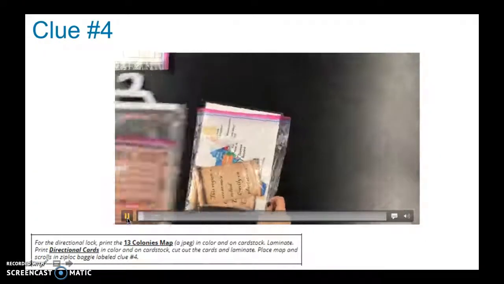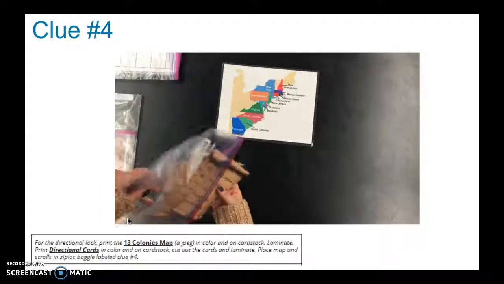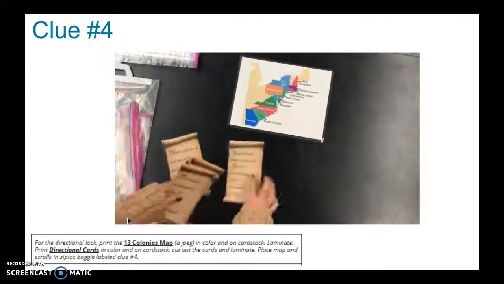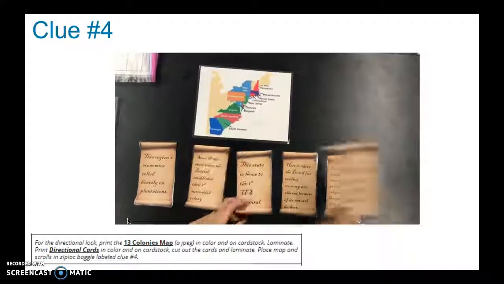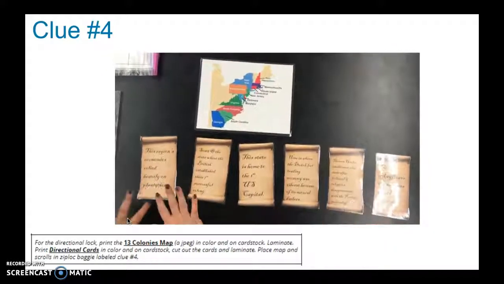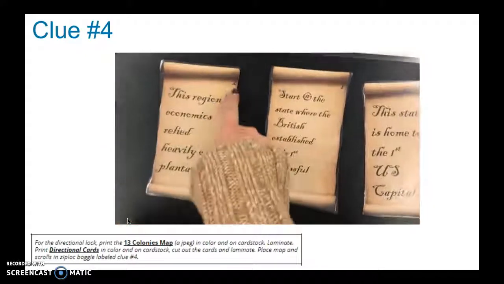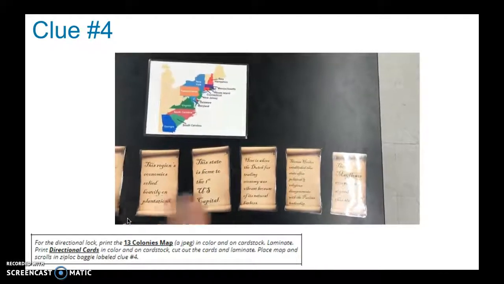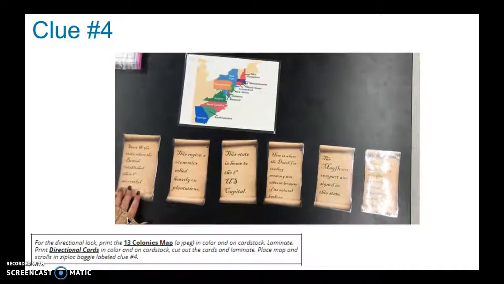Okay, for clue number 4, you have your 13 colonies map and you have 6 direction clues. However, you'll only have 5 directions for the lock. Don't alert students to this, but you might have to hint: there are numbers on top of each one. You need to put them in order first to get the correct directions.